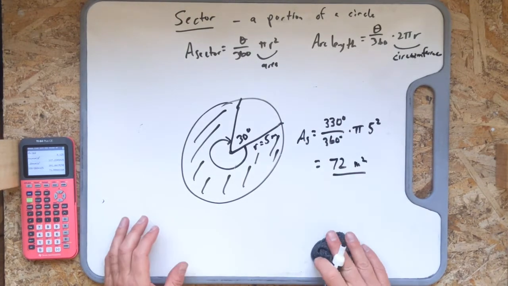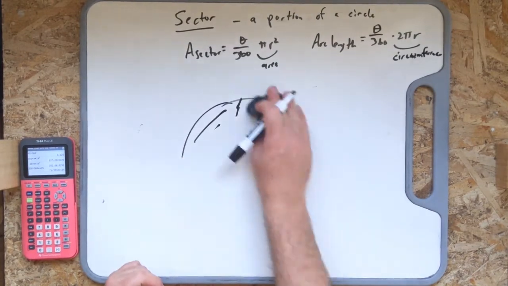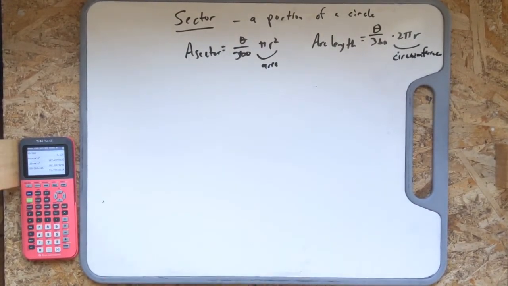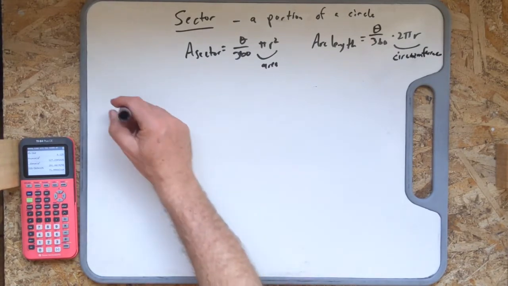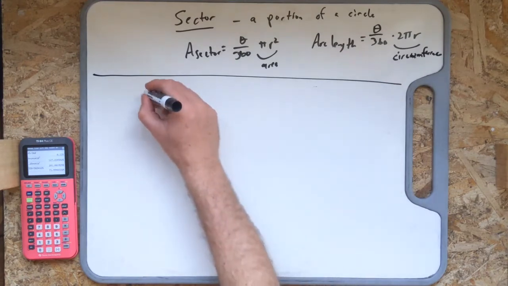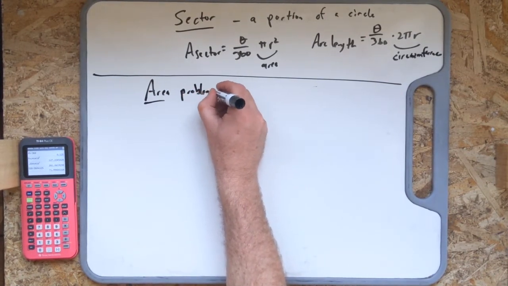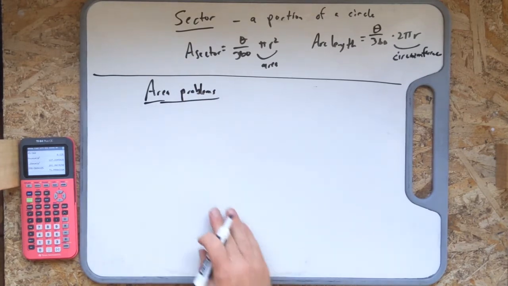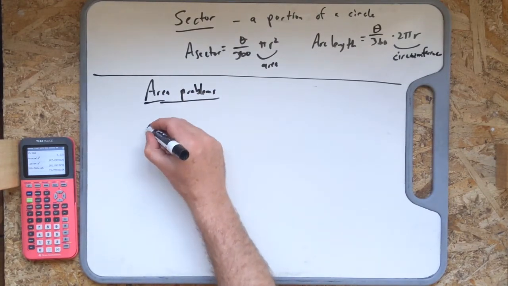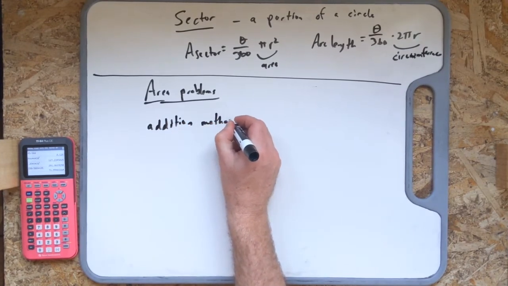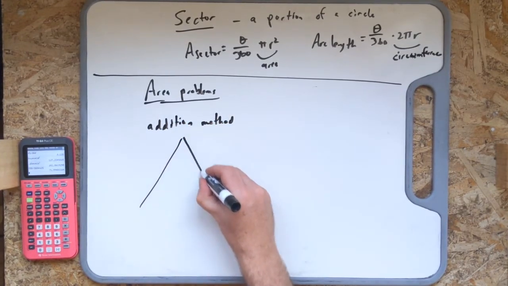We're now going to do more general area problems, and I'll embed some sector problems into them. So I'll leave this up here. Okay, so there are two methods for doing general area problems. And we've done some of these in the various homeworks we've had. The first is called the addition method. And I'll give an example, which I'll do in a moment.